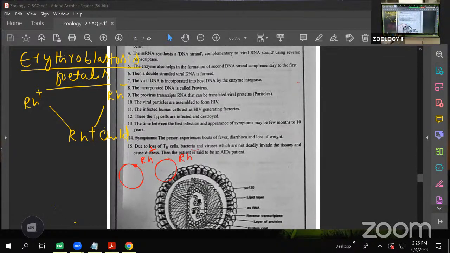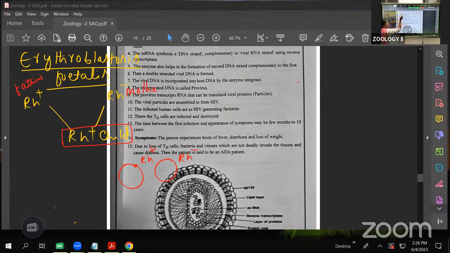Like this, observe here, the child is having which group? Rh positive group. His father is having Rh positive, mother is having Rh negative.